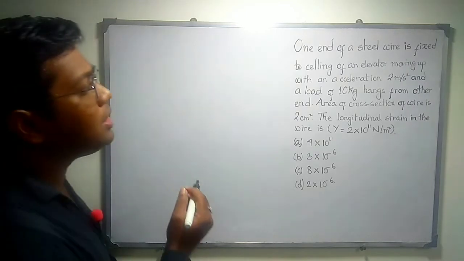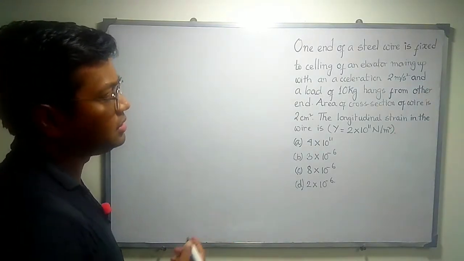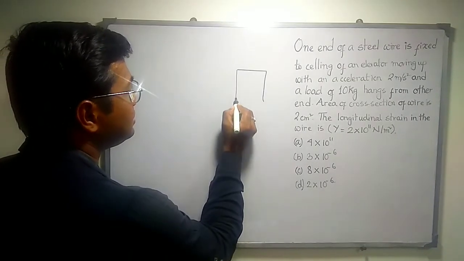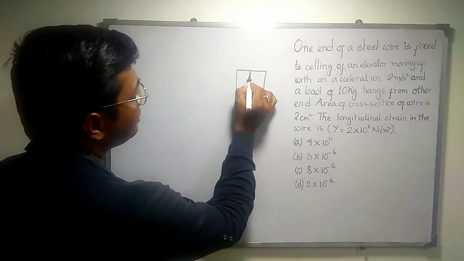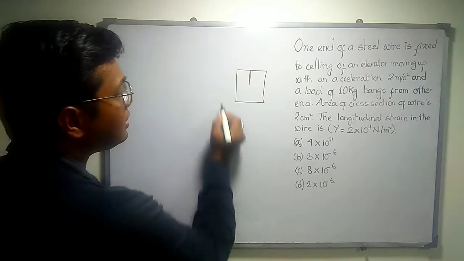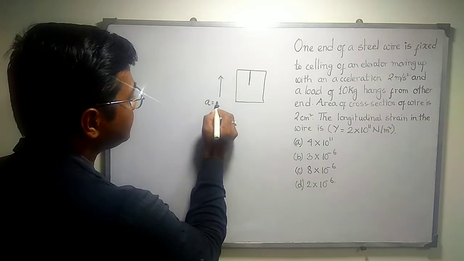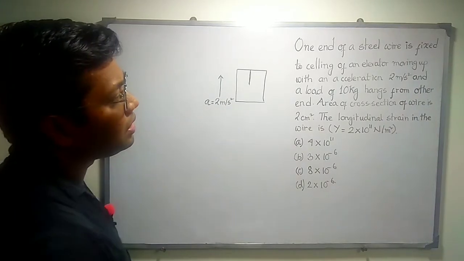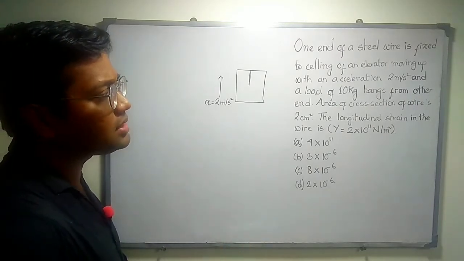The question is, one end of a steel wire is fixed to the ceiling of an elevator. So let us consider this is an elevator, and one end of the wire is connected to the ceiling of the elevator. This elevator is moving upward with an acceleration of 2 meter per second square, and a load of 10 kg mass hangs from the other end.